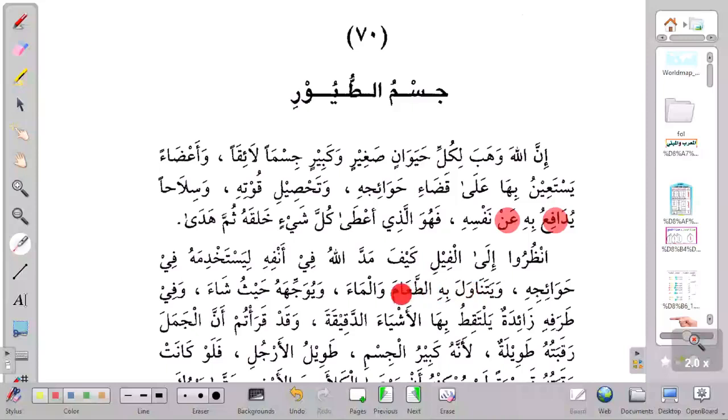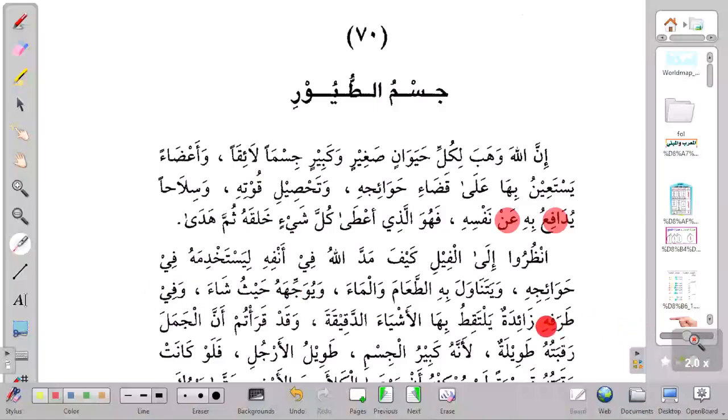وَيَتَنَاوَلُ بِهِ الطَّعَامَ وَالْمَاءَ, and then to obtain by means of it, by means of its long nose, طَعَامًا وَالْمَاءَ, food and water, وَيُوَجِّهَهُ حَيْثُ يَشَاءُ, and then he directs it where he wants. وَجَّهَ يُوَجِّهُ, it means to direct something in a particular direction. He directs it wherever he wants.